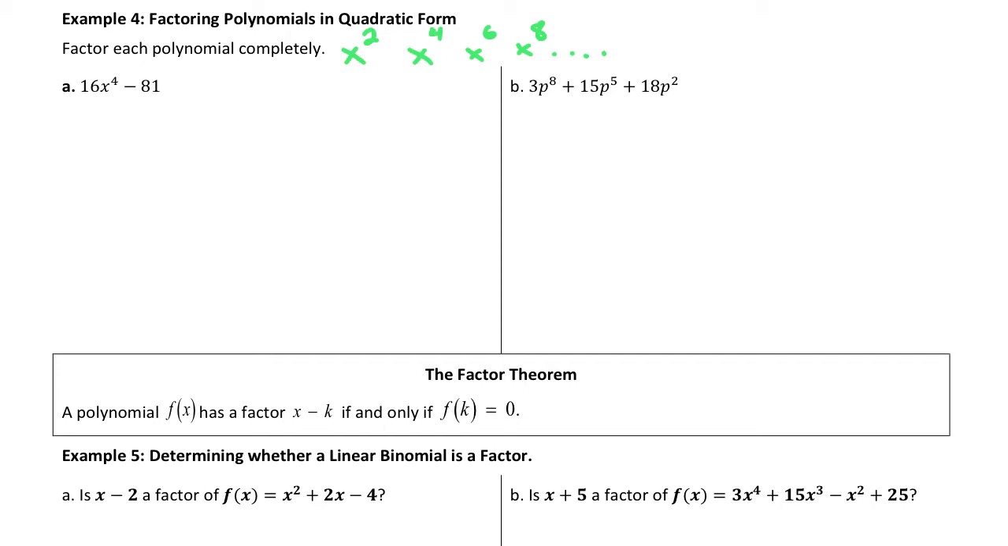So in part A, we can do this the same way. Now this one's special because both terms are perfect squares. So this is a difference of perfect squares. This is that pattern that we did a unit back. 16 is a perfect square, 4 and 4. X to the fourth is a perfect square, x squared, x squared. 81 is a perfect square, 9, 9.